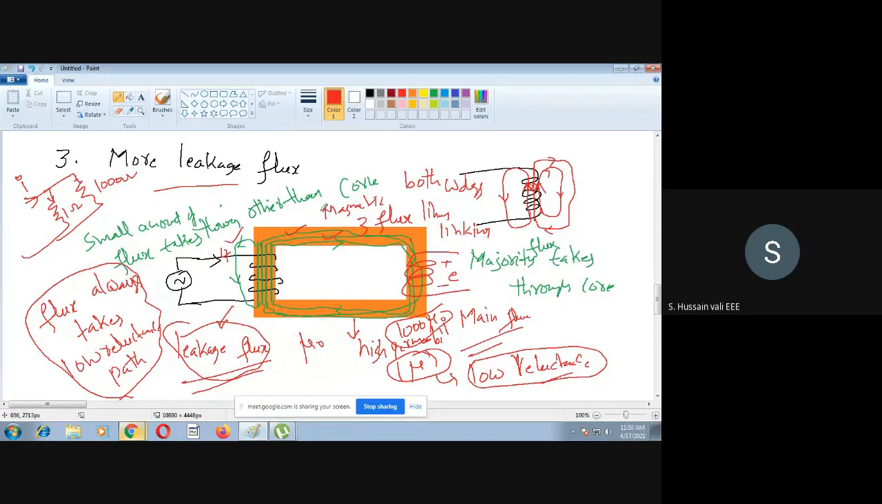It links the secondary winding also. So as it is linking both secondary and primary, we will say that flux is the main flux. Whereas one flux line which is traveling only through the air, and so it is taking the closed path through the air, we are calling that leakage flux.